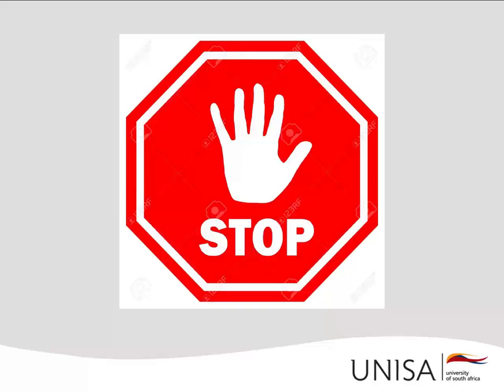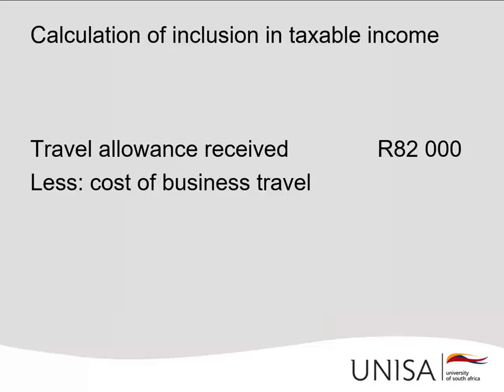Okay, let's hope that you've done it on your own now. So we're going to start working out how much needs to be included in her taxable income. Well, the question tells us that she received 82,000 rand as an allowance. So we put that in the middle column. It's not going to go into your taxable income column yet, because you first need to work out the cost of business travel to see how much of that 82,000 she's going to be taxed on.